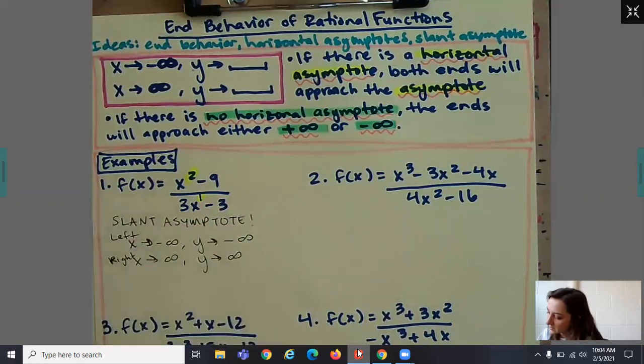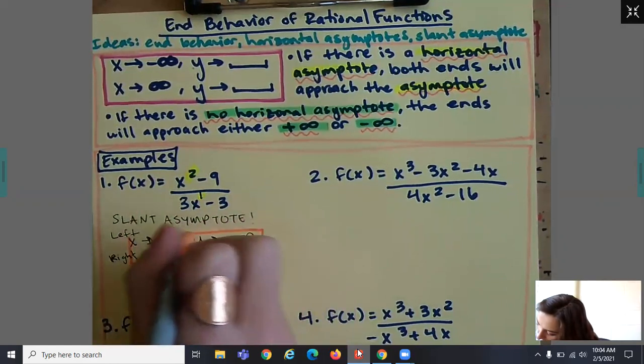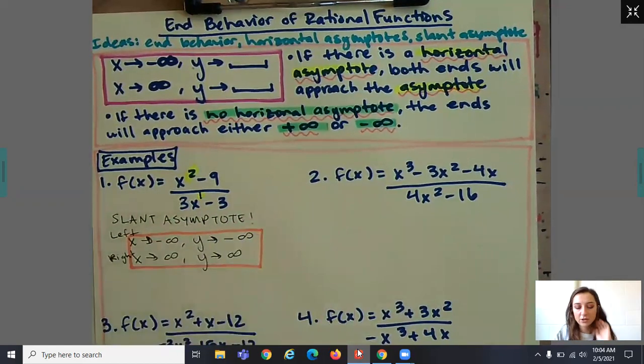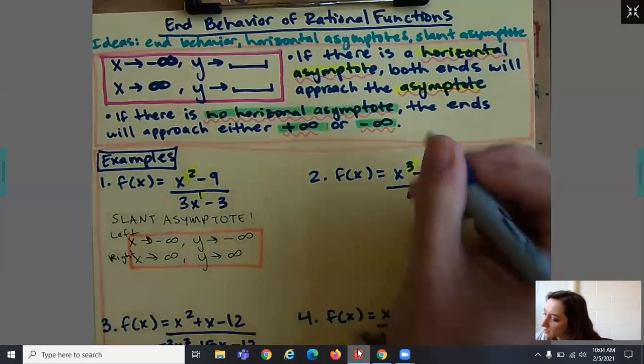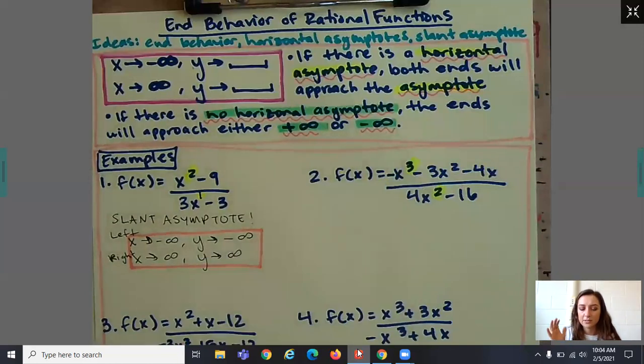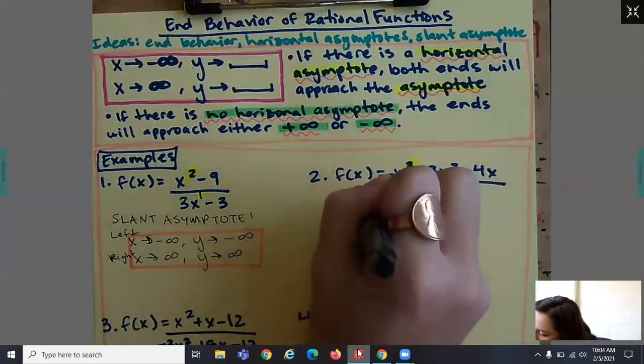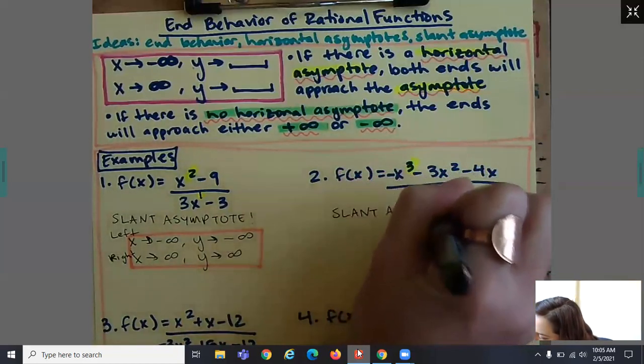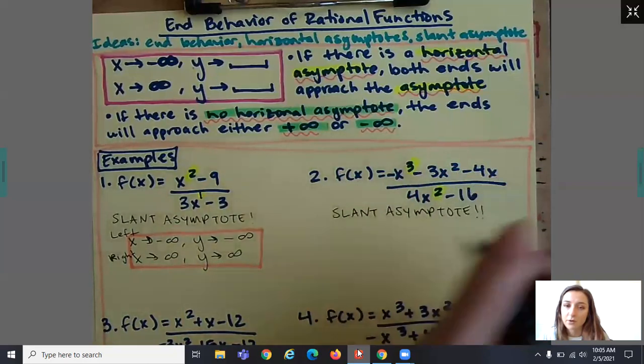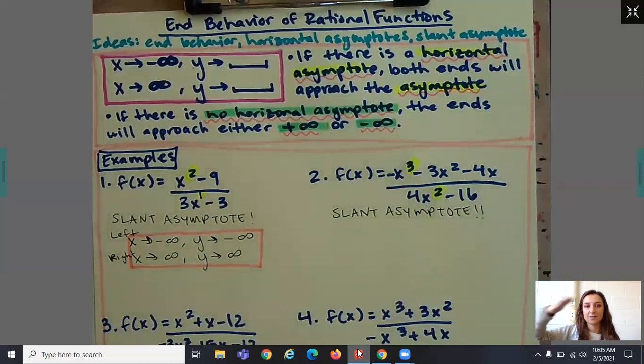Okay, so let's go to the next example. First we're going to look to see if there is a horizontal asymptote or not. We can see that this one still has the degree of the numerator greater than the degree of the denominator. Let's maybe switch this one up a little bit. I'm just going to put a negative out in the front. Okay, so the degree of the numerator is greater than the degree of the denominator. That means there's going to be a slant asymptote. So that means both of the ends are going to be on a line like this. So let's go look in Desmos.